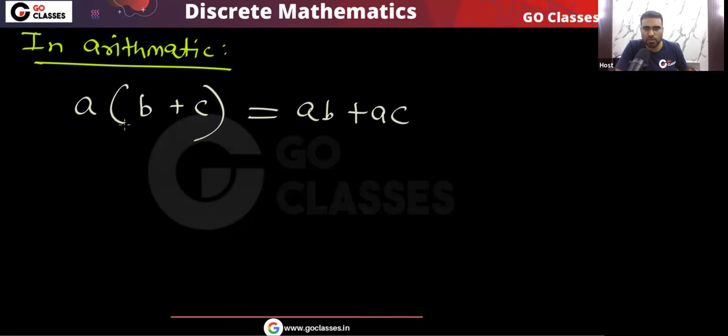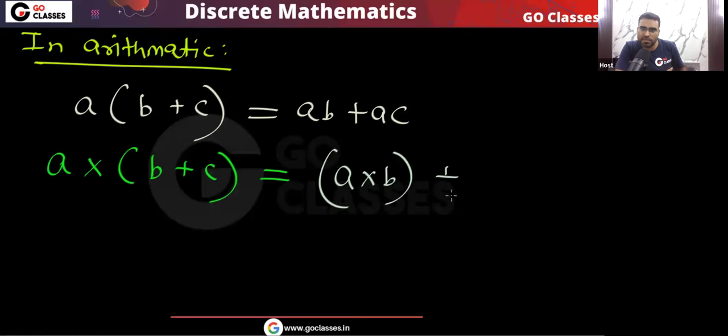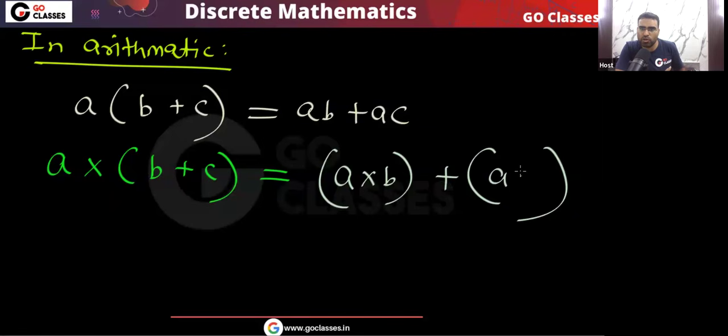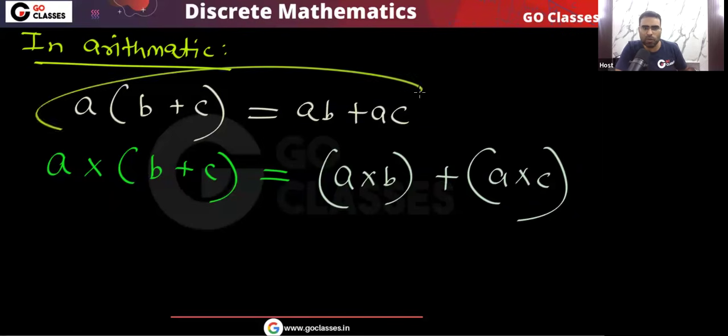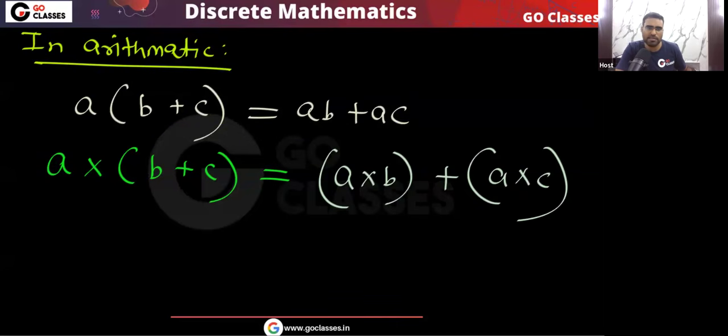Actually, this is distribution. What you are doing is distributing. A multiplied by (B plus C): here, this operation you are distributing. You are doing A multiplied by B plus A multiplied by C. Is this clear? So we have this property in regular mathematics, in arithmetic. A multiplied by (B plus C) is AB plus AC. So I can say that multiplication is distributive over addition.